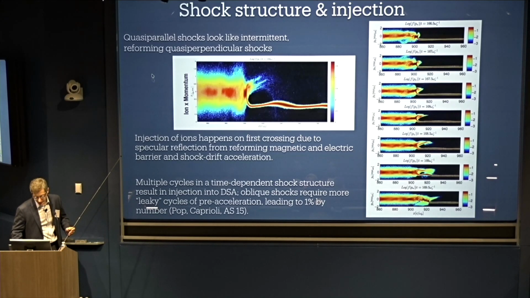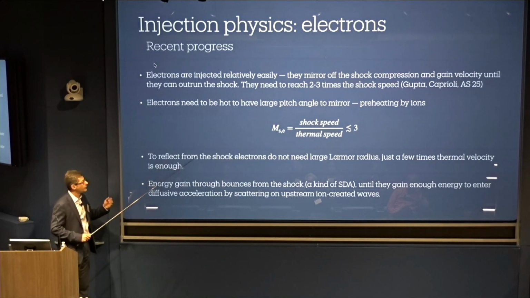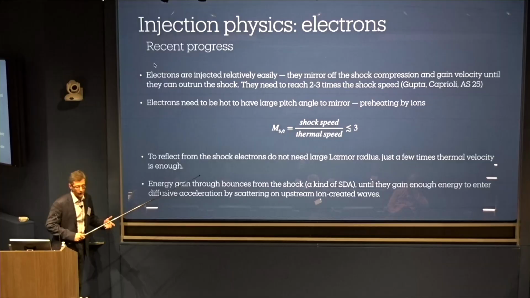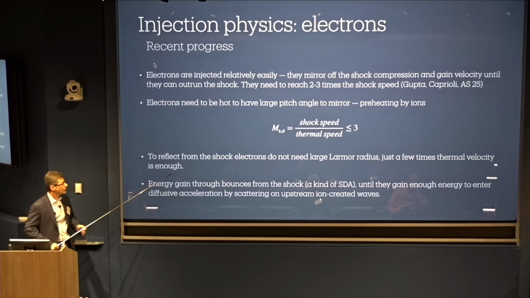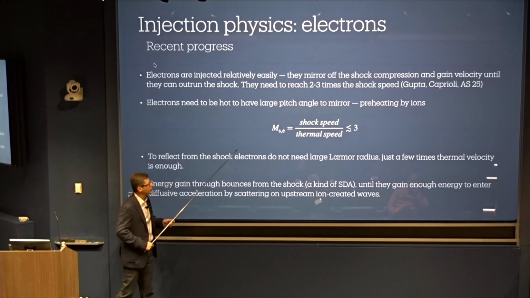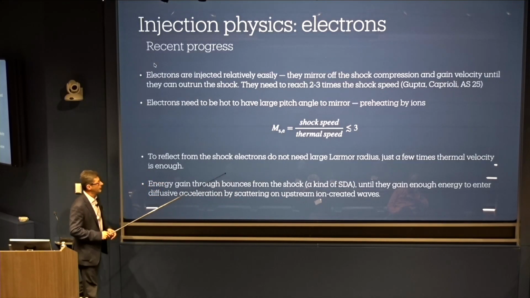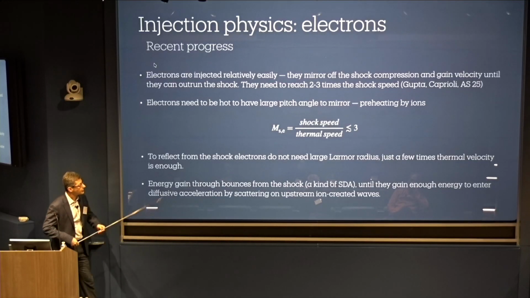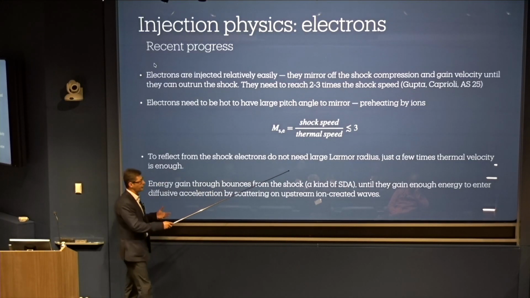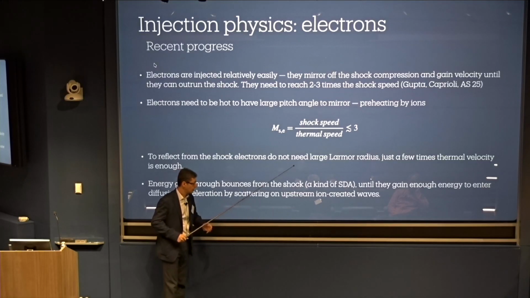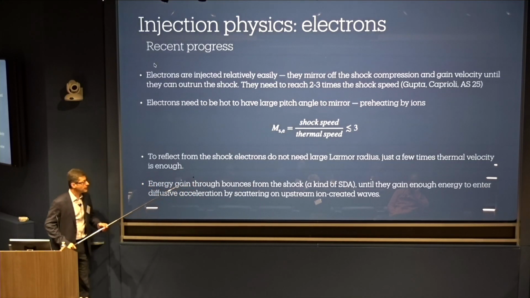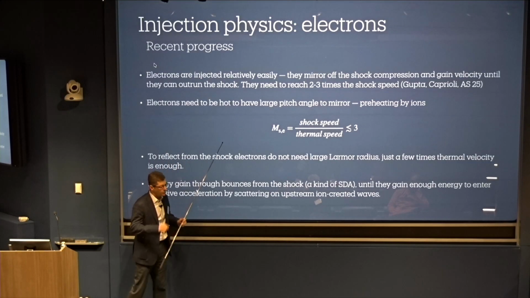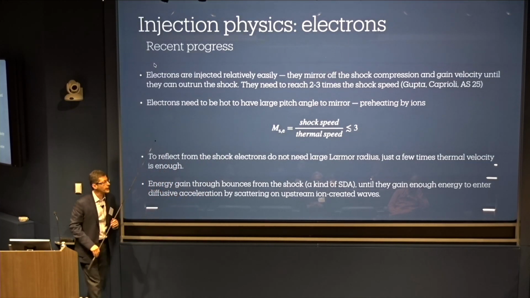But for electrons, what we've done recently is to understand how electrons are injected and how the electron tail connects to the ion tail and how they compare. It turns out for electrons, despite the preconception in the literature that there should be some kind of pre-acceleration of electrons where they need to gain enough energy to have large Larmor radii to start crossing the shock, what in fact happens is that electrons are very mobile along the field, and they can mirror off the shock and run along the field quite easily.